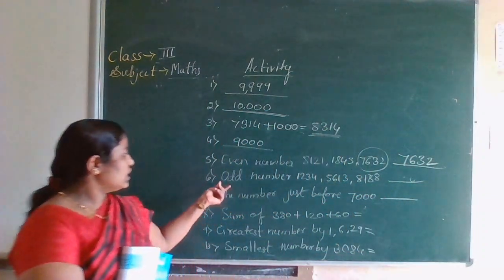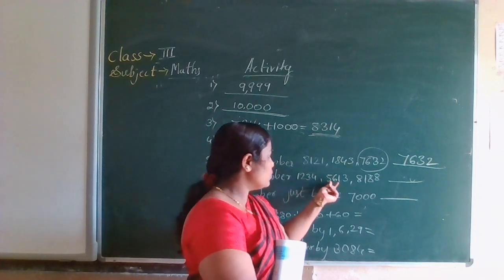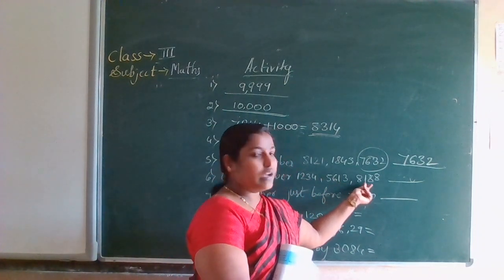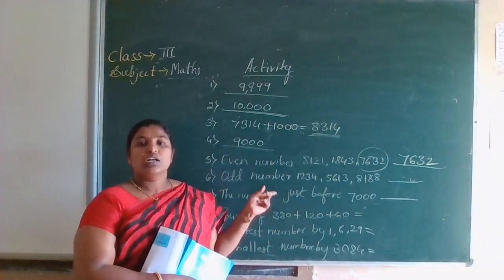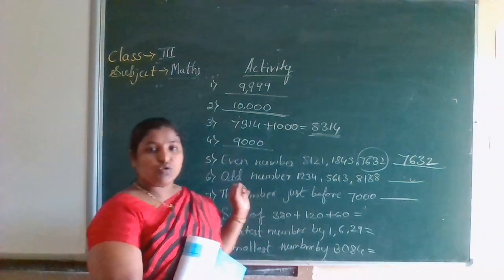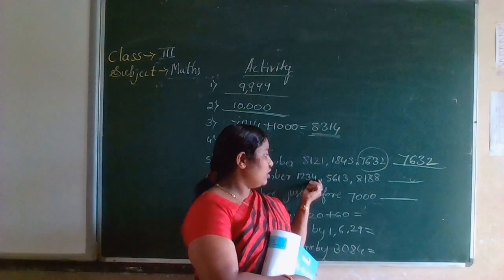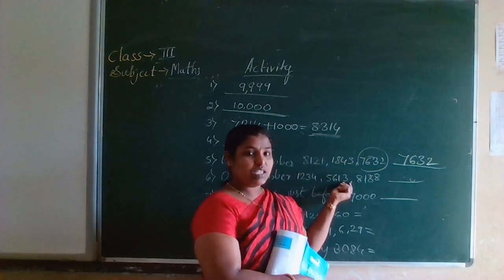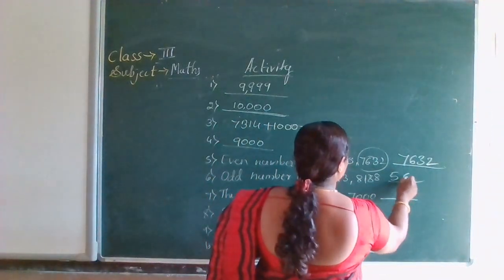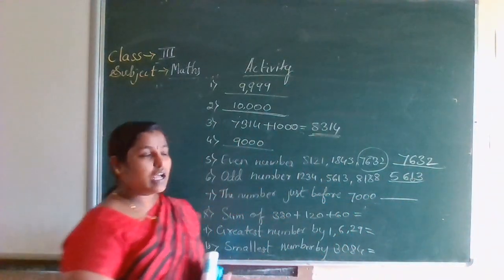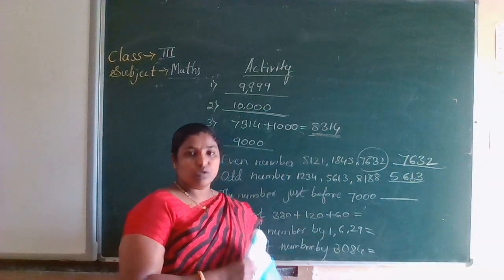7,632. Here see odd number out of 1,234, 5,613, 8,188. In these 3 numbers, you should take out odd number. So you should check ones place. This is having 4, this is even, this is having 3, so this is odd, this is also even. So the odd number is 5,613 is the answer.